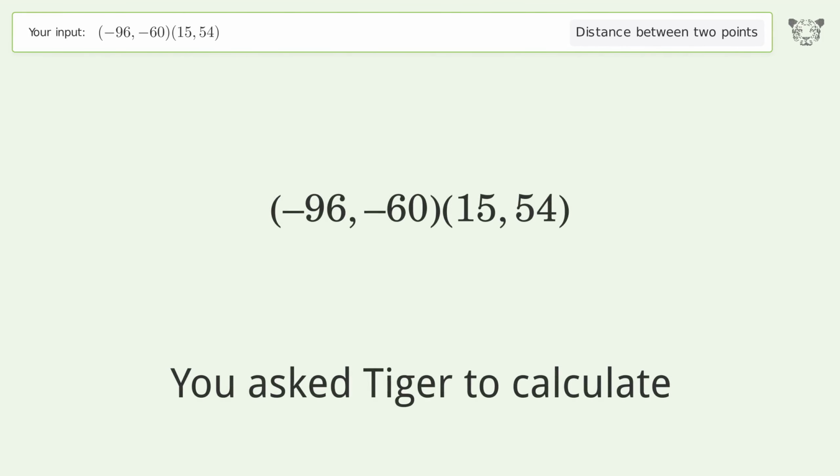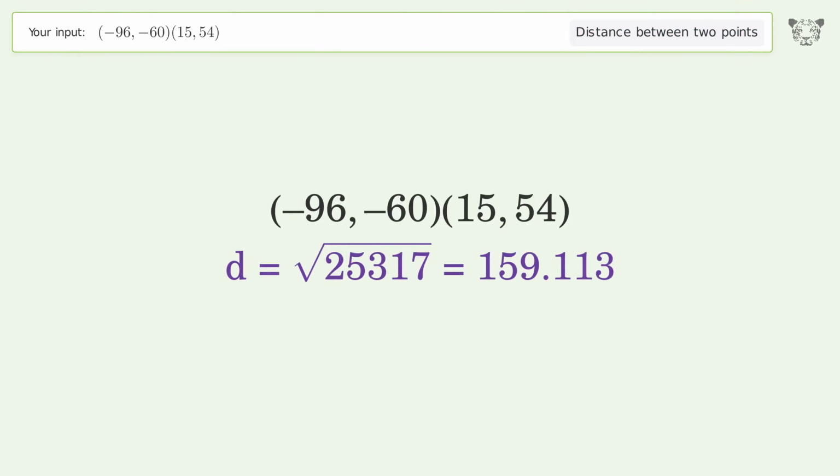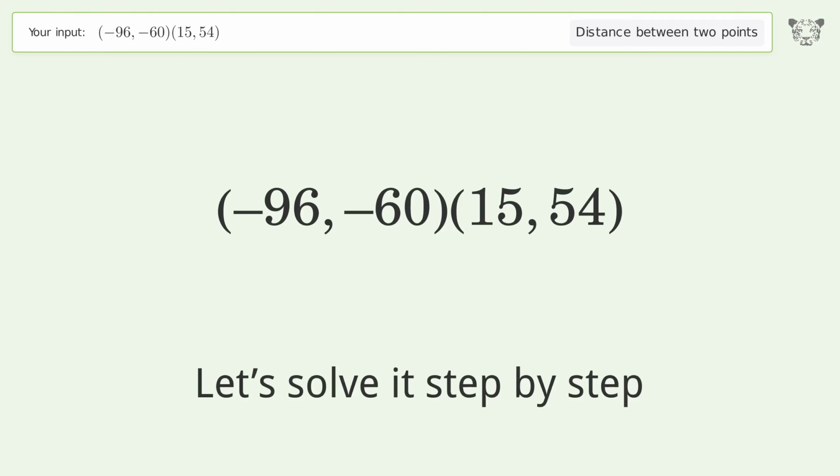You ask Tiger to calculate. This deals with the distance between 2 points. The distance between the 2 points is the square root of 25,317, or 159.113. Let's solve it step by step.